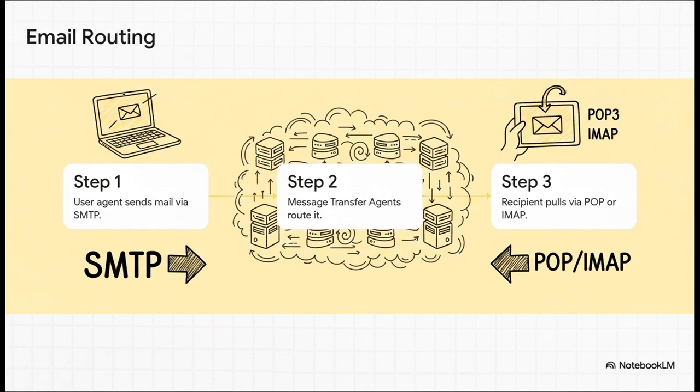Step 1, your email app uses SMTP, the Simple Mail Transfer Protocol, to push the message to your provider's mail server. Step 2, that server acts as a message transfer agent, talking to other servers across the internet, again using SMTP, to route the message to the recipient server. But here's the catch. SMTP is only for pushing messages. When the recipient wants to actually read that email, they can't use SMTP. Step 3. Their software uses a message access agent protocol, usually POP3 or IMAP. These are pull protocols. They authenticate the user and literally pull the messages down from the server to the device.